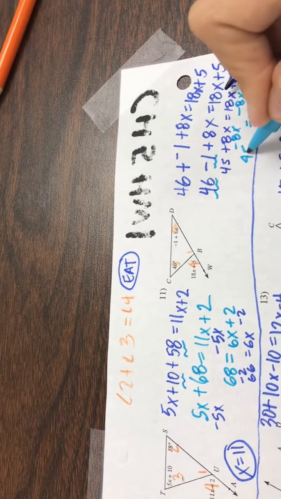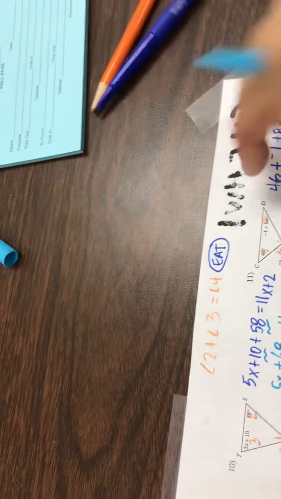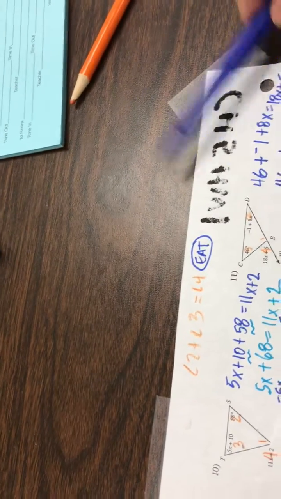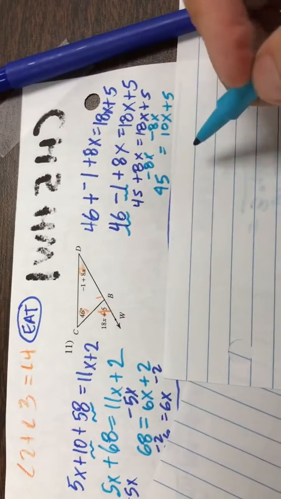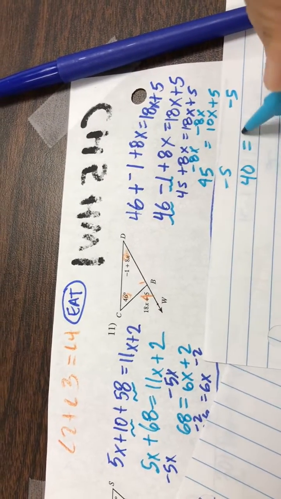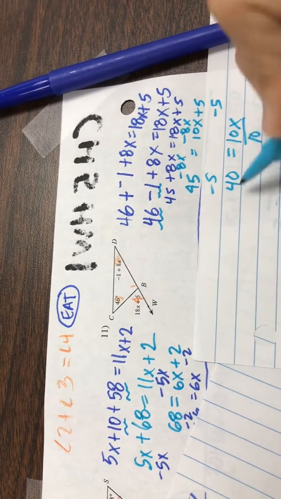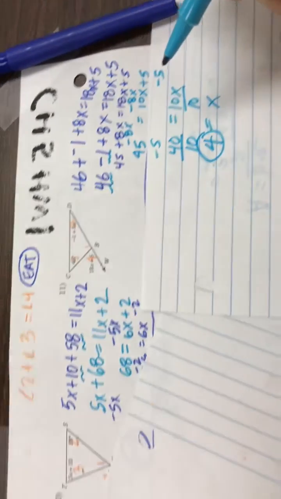And now I've run out of room. So if you need to use another piece of paper, that's totally fine. You keep on trucking. Okay, so I subtract 5 from both sides, I get 40. Divide by 10 on both sides, I get 4. Awesome.